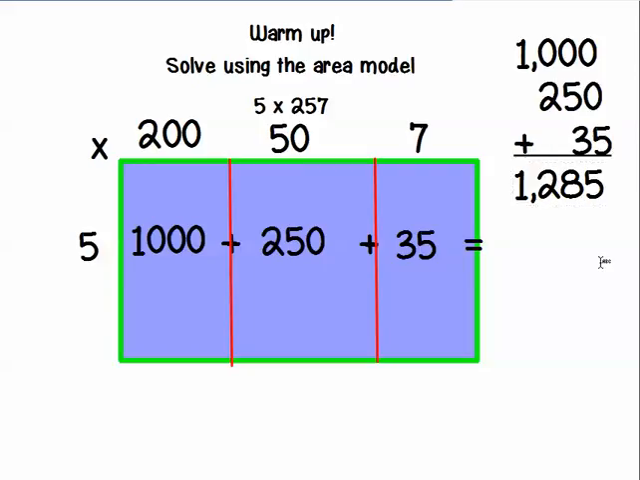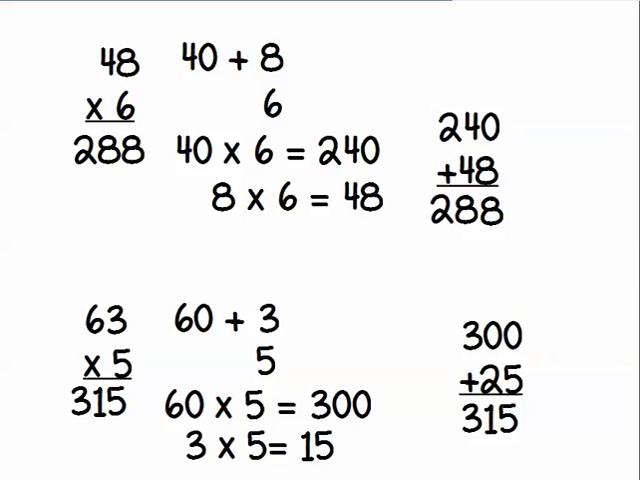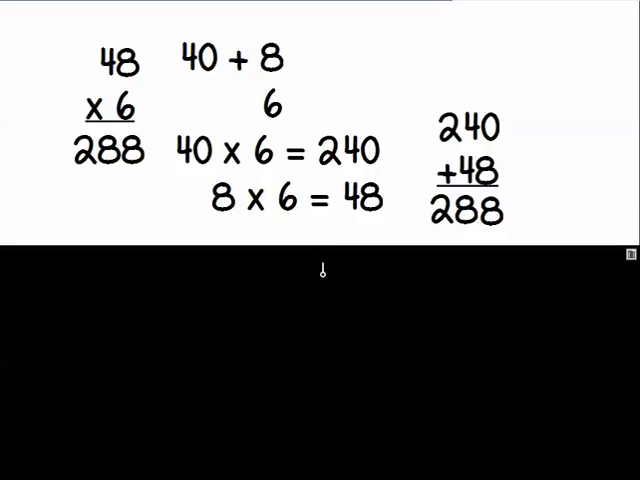So let's take what we know about area model and apply it to partial products. We're going to use that and distributive property to help us solve these multiplication problems. We're going to start with 48 times 6. Now I've already done all the work here. I want you to see that I have taken 48 and broken it up. I've distributed it, or put it in expanded form, and it's 40 plus 8. Of course, 6 is just 6.